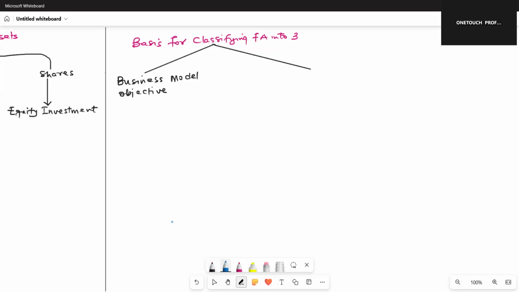And then you look at the contractual cash flow test. So the business model objective, we are looking at the purpose for acquiring the asset.